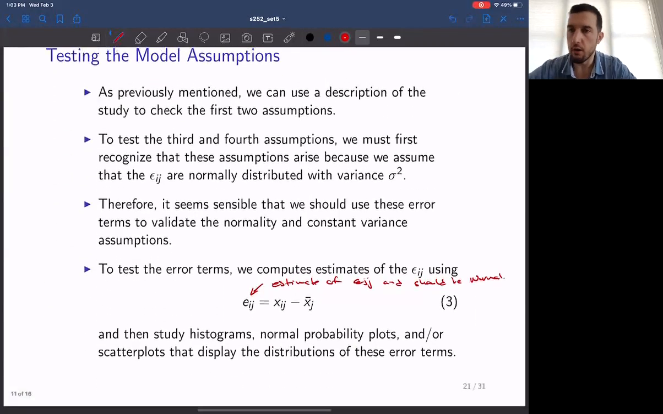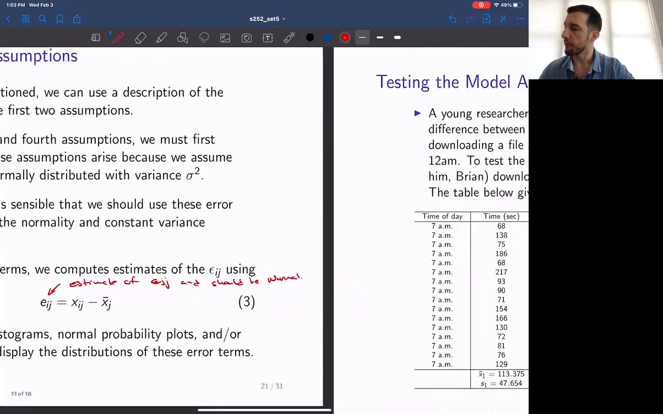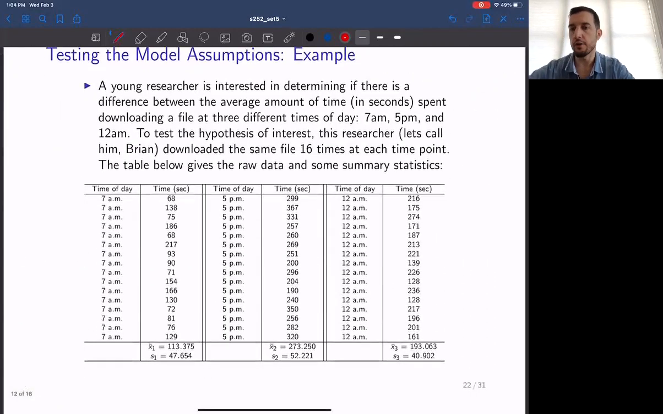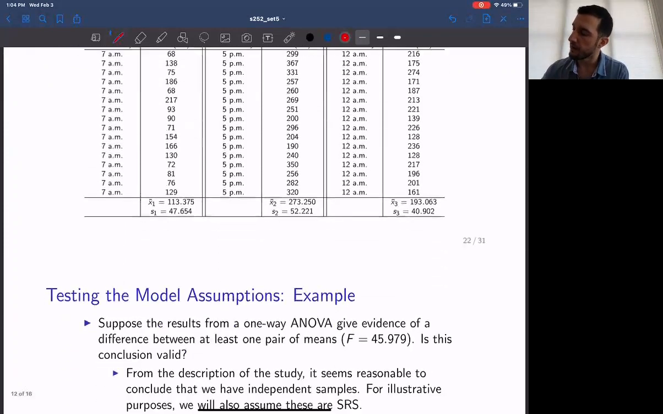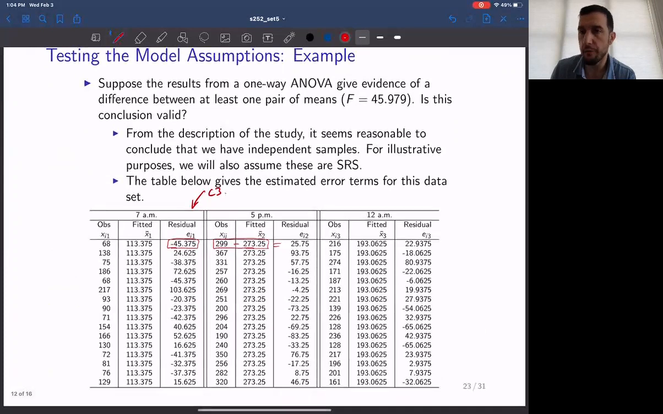That estimate is called a residual, and it is found by taking the observation of interest and subtracting its corresponding sample mean. So for example, in the illustration on slide 22, we have 3 different samples corresponding to 3 different populations. To find the residuals, we took the observation from the sample and subtracted its corresponding sample mean. Okay, so then in the 3rd column here, we have an estimate of the error term.